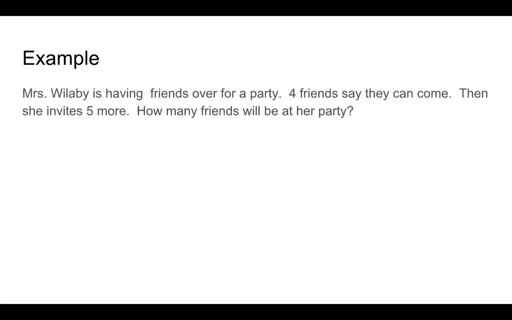Here's our first story problem. Mrs. Willoughby is having friends over for a party. 4 friends say they can come. Then she invites 5 more. How many friends will be at her party? So the first thing you need to do is think about, what is the question asking me? Usually what we'll see in first grade is that it's at the end. So this says, how many friends will be at her party? We have to figure out how many friends are going to be at Mrs. Willoughby's party. In order to do that, there's a couple different strategies you can use.